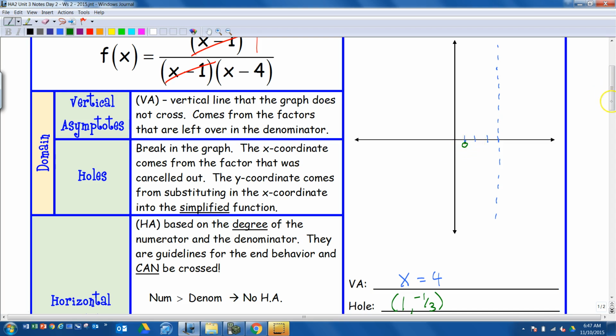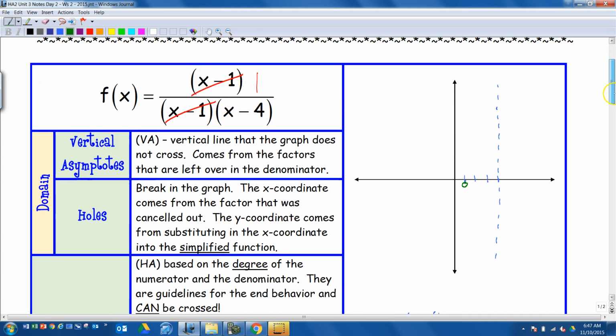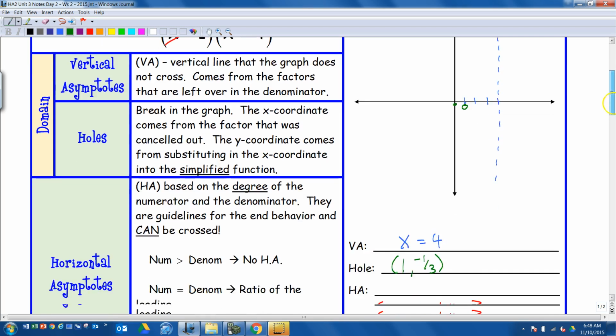You can also find the y-intercept if you wanted to make it easier. If you put 0 in for x, you get negative 1/4, which is a little bit closer to 0, so it's crossing there, it looks like. And what else do we need? Now we need to talk about this horizontal asymptote.